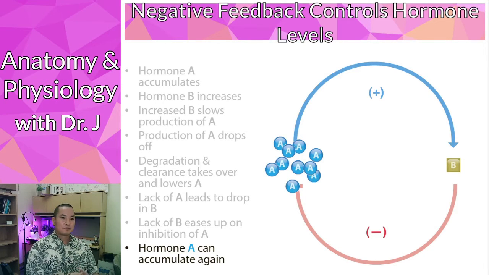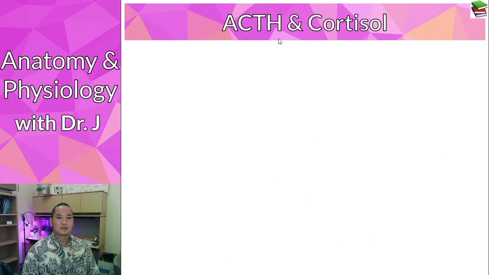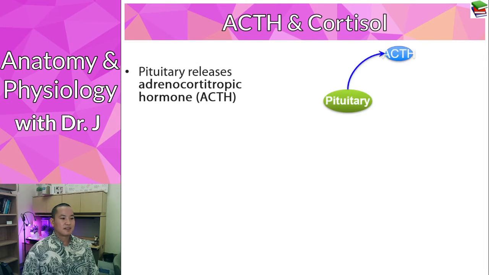In hormones that are controlled by negative feedback loops, we often see this kind of cyclical up and down pattern. What is it trying to do? It's trying to prevent hormone A from accumulating too much where it's out of control. It has to bring it back down to normal levels eventually. Now, ACTH and cortisol is a classic example of a feedback loop. What we have here is the pituitary releasing ACTH.